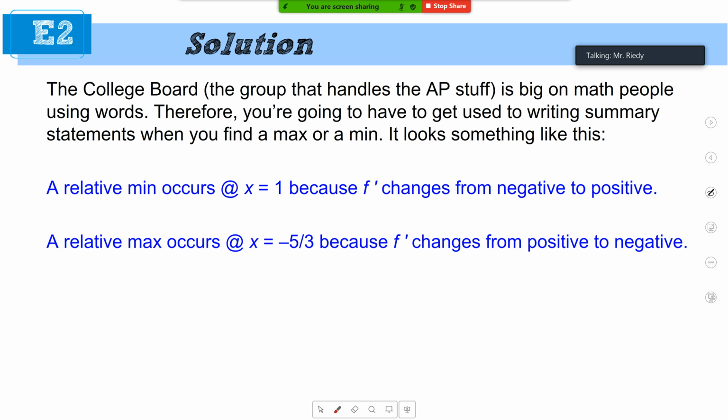A relative min occurs at x equals 1 because f prime changes from negative to positive. A relative max occurs at x equals negative 5/3 because f prime changes from positive to negative. This is your justification for it being maximum or minimum.